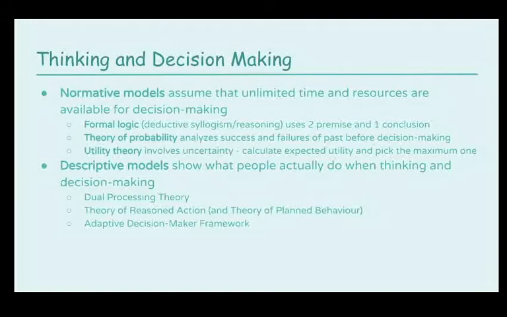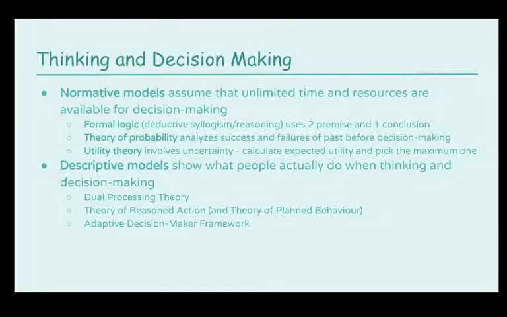And then another model would be the theory of probability. So this is usually used in economics to analyze the successes and failures of the past before decision making. It's to predict an approximate, to predict the risk and the benefits of doing a certain thing.